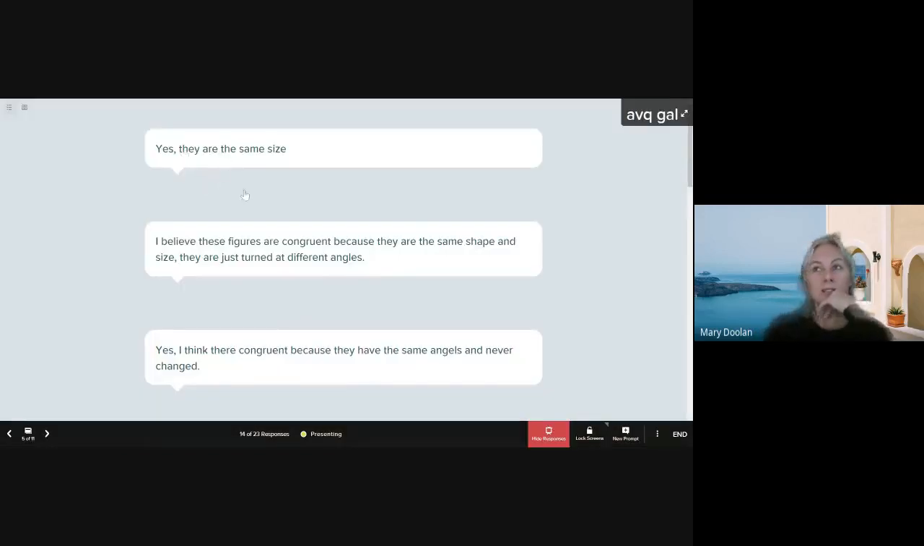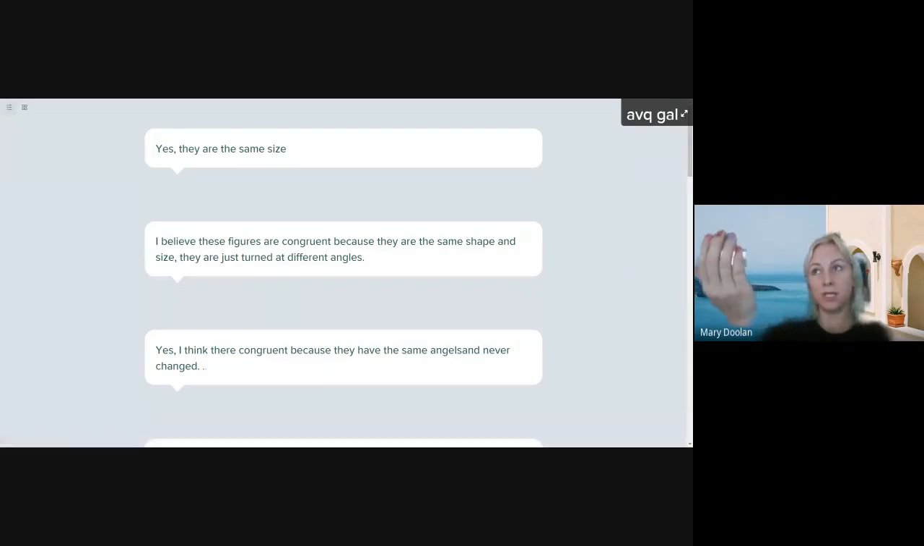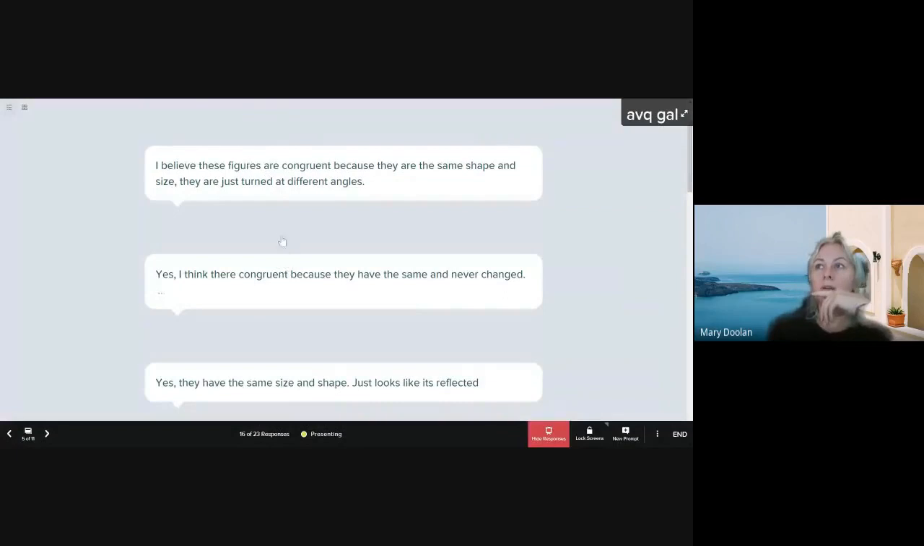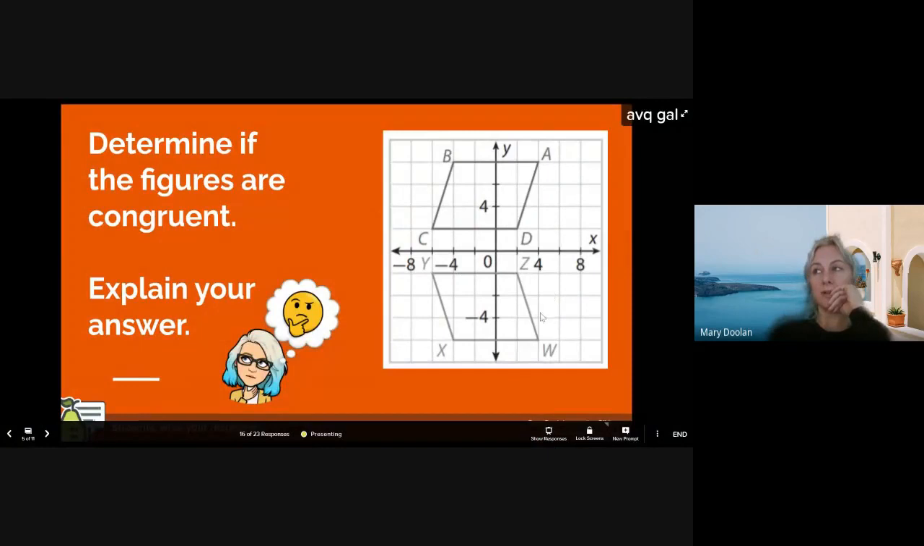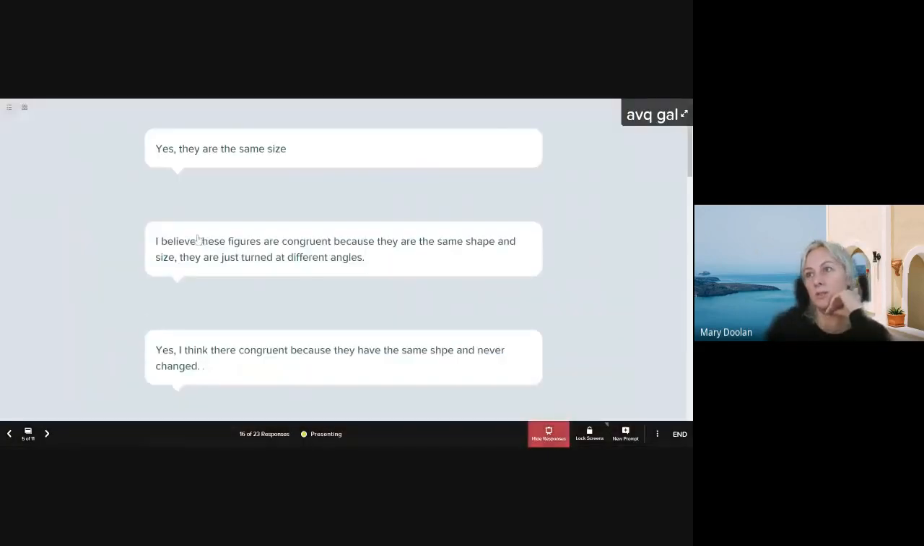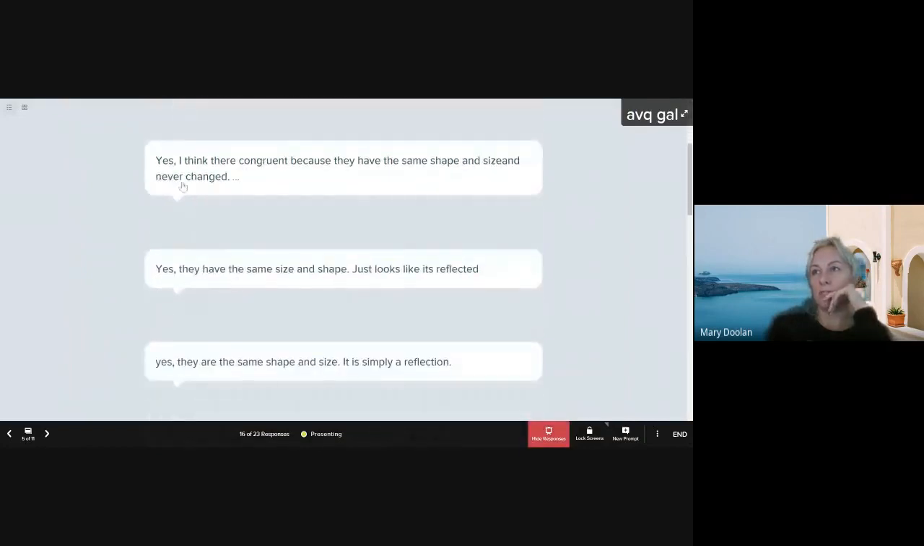So someone said yes, they are the same size. If two figures are the same size, for them to be congruent, they have to be the same shape as well, so that doesn't really cover it. It says, I believe these figures are congruent because they are the same shape and size. Good. And they are just turned at different angles. Oh, okay. Maybe they're turned at different angles. Maybe it's a different type of transformation. I don't think it's a rotation.